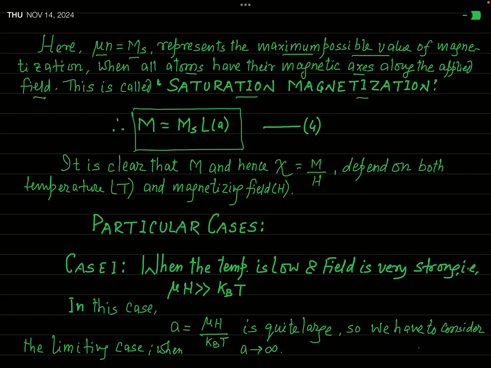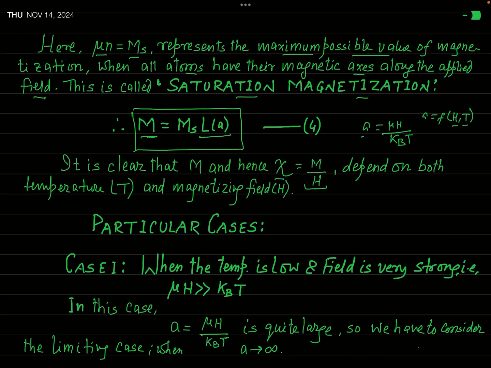Now you can see that this M depends on this Langevin function L of a, which means L is a function of a, and you have seen that a is equal to mu H divided by kB times T. So a actually is a function of H and T. So definitely you can say that the magnetization will depend on temperature and the magnetizing field H. And if magnetization depends on temperature and magnetizing field, then susceptibility chi, which is simply M over H, will also depend on temperature T and magnetizing field H.